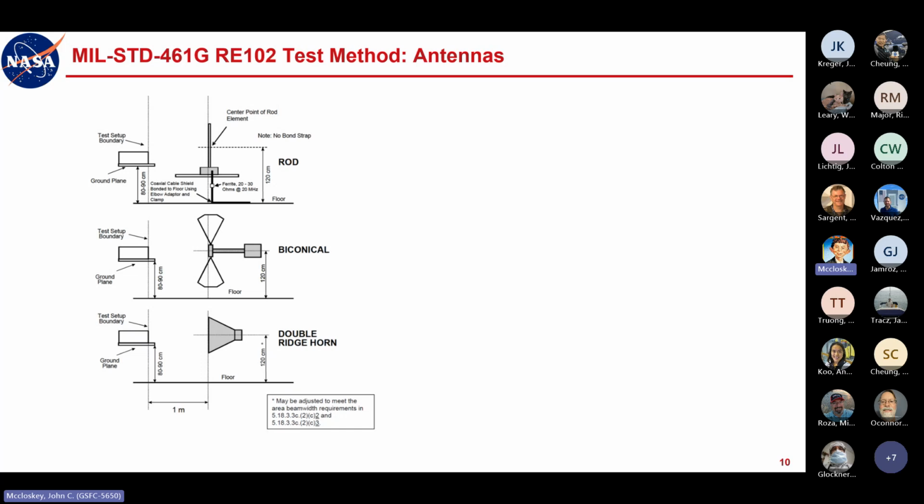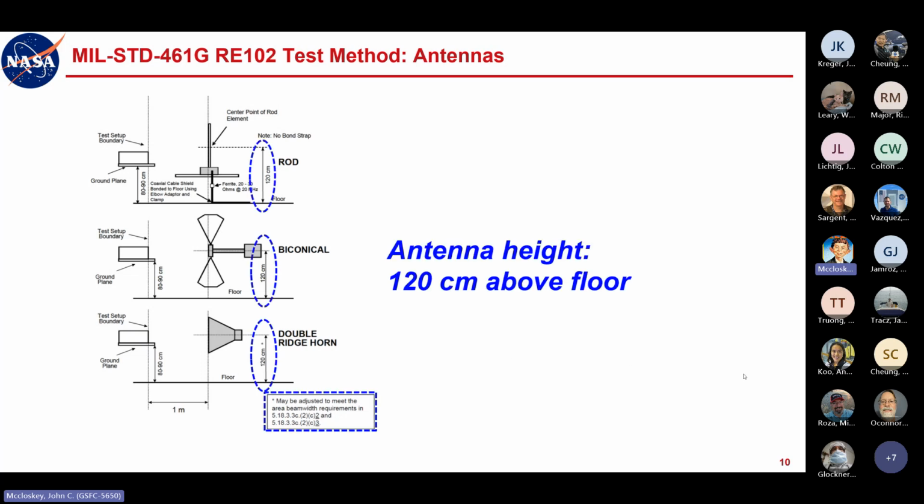Okay, so here are the three basic antenna types. We have the rod, the biconical, and the double ridge guide horn. I'll talk about each of these in turn here.